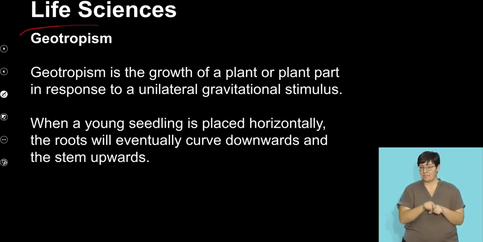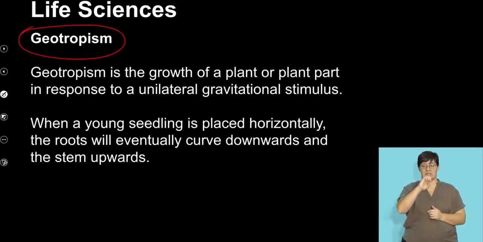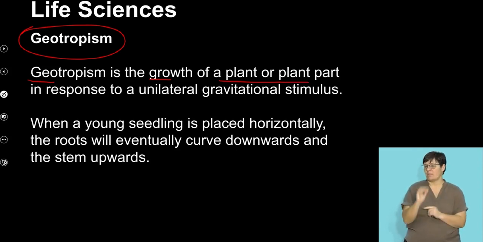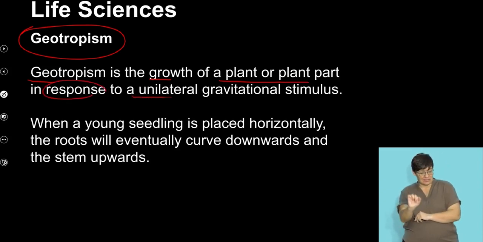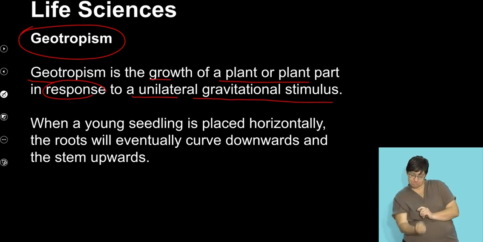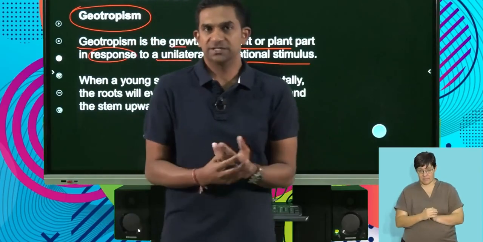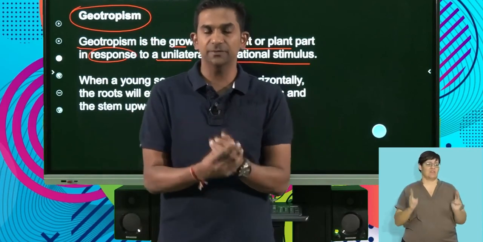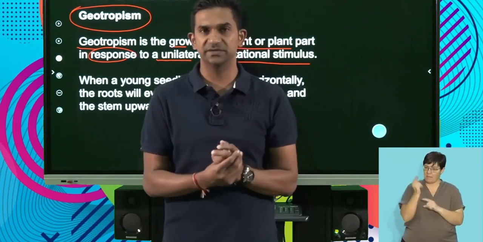We also need to recognize that the concept of geotropism is present and experienced by plants. Geo comes from the word gravity, in response to the gravitational stimulus. So geotropism is the growth of a plant or parts of the plant in response to a unilateral gravitational stimulus. Now, we all experience gravity, which is a natural phenomenon. Plants also experience this gravity.